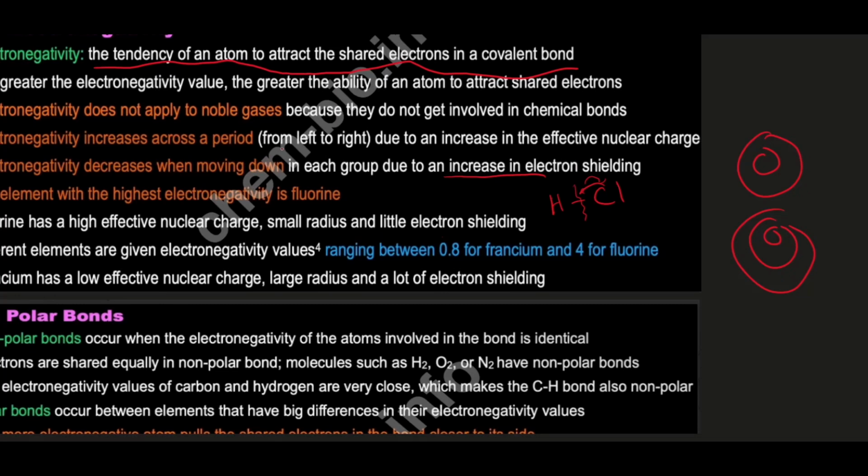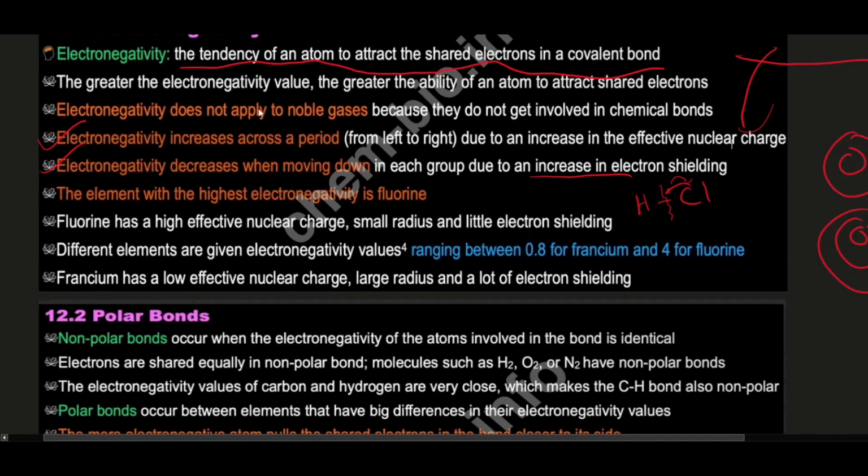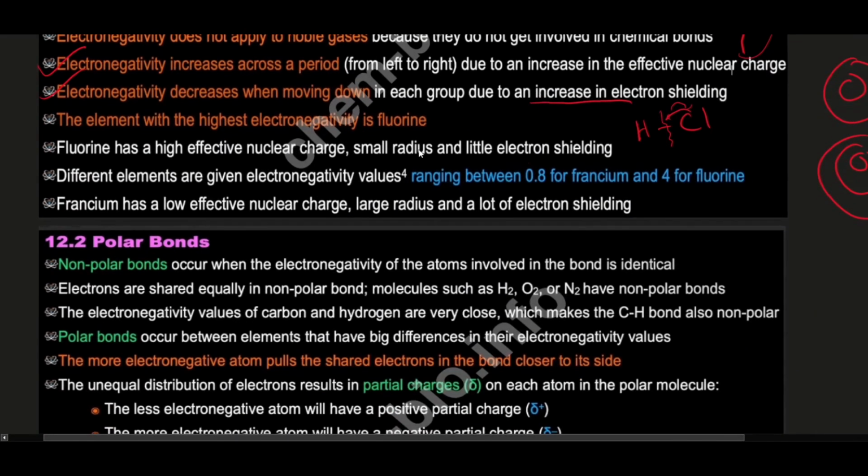Now across a period from left to right, there is an increase in the effective nuclear charge, which results in an increase in electronegativity. What they're trying to say is that when we go period-wise from left to right, the proton number increases, and this results in an increase in the nuclear charge of that element. So with the increase in effective nuclear charge, electronegativity also increases across a period. And if we follow this trend, fluorine is the element with the highest electronegativity.